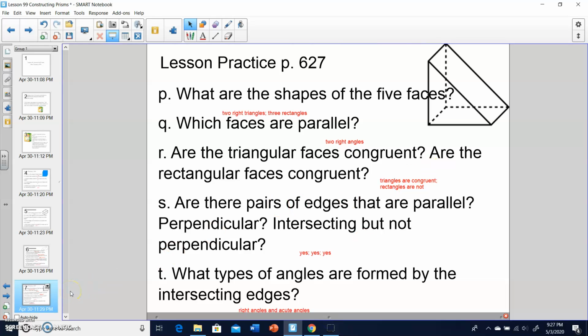Okay, so now you can go on and do reteaching for lesson 99, but I'm going to also add in lesson 100. I'm not going to make a video for lesson 100 because it's very, very similar to this lesson. The only difference is that it's only working with pyramids instead of rectangular prisms. So it's the same type of idea. So you can do the reteaching for lesson 100 as well. There won't be a video.